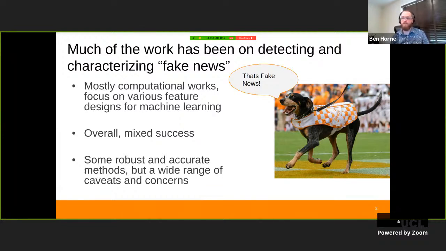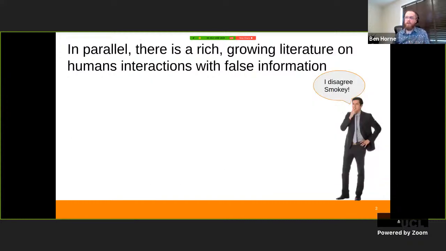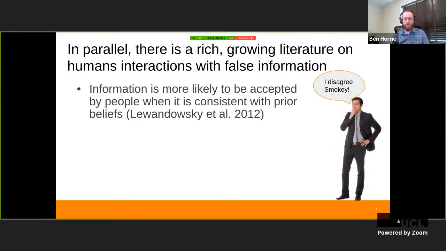We have some robust, accurate methods, but there's lots of caveats and concerns, such as how will they work over time, and ultimately how will users interact with them. And so in parallel to this, and maybe even before this, there's been this growing literature on humans interacting with false information without an algorithm as an intervention. And this is a really rich and old literature that is across multiple fields: psychology, communications, information sciences, etc. We could spend a whole 40 minutes just talking about this set of literature, but I just want to highlight some of the big conclusions that have come from it.